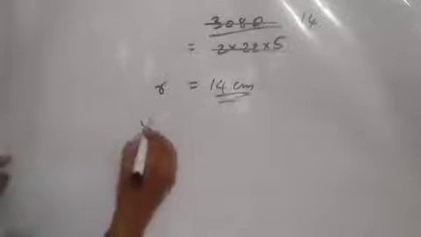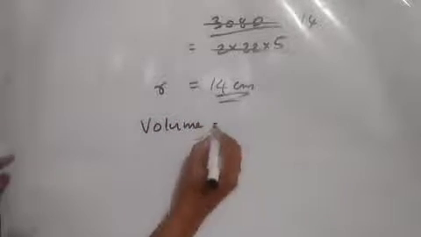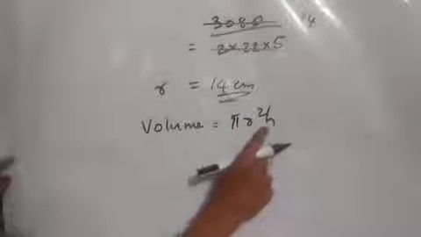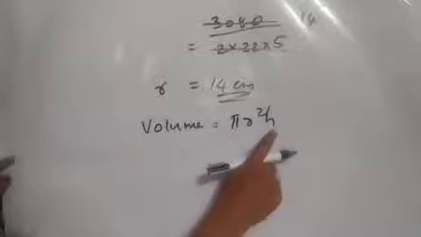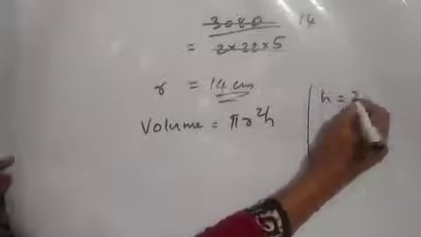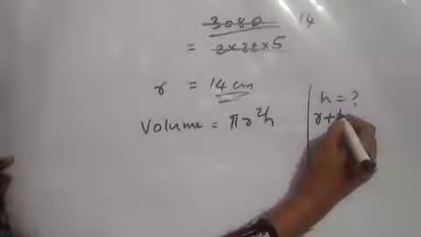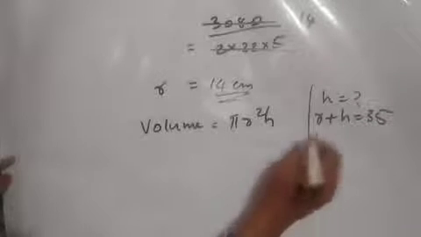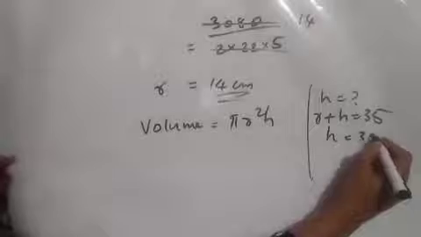Now how can we find the volume? Volume is equal to pi r square h. So we have to apply the value of r and the value of h. How can we find h? Yes, it is given in the question that the sum of radius and height is 35 centimeter. So we can substitute to find h. 35 minus 14.